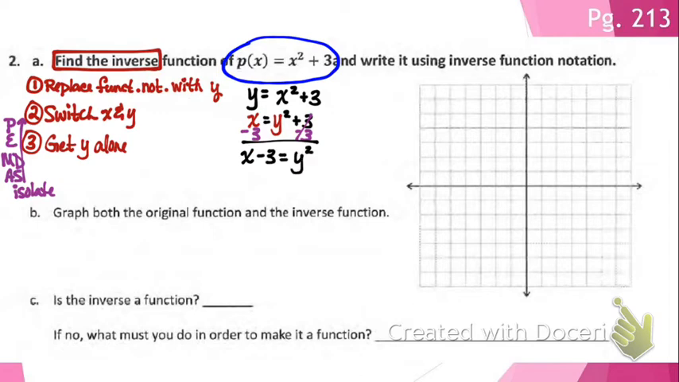Y is almost alone, but not quite. What's still there? It's squared. How do I get rid of something that's squared? Radical. With an index of what? 2. So I want a square root. So we're going to do a square root of both sides. Over on the right, the squared and the square root cancel each other out. And on the left, I leave it as the square root of x minus 3. Make sure that that square root symbol goes all the way over the x and the minus 3 part there. All the way over.